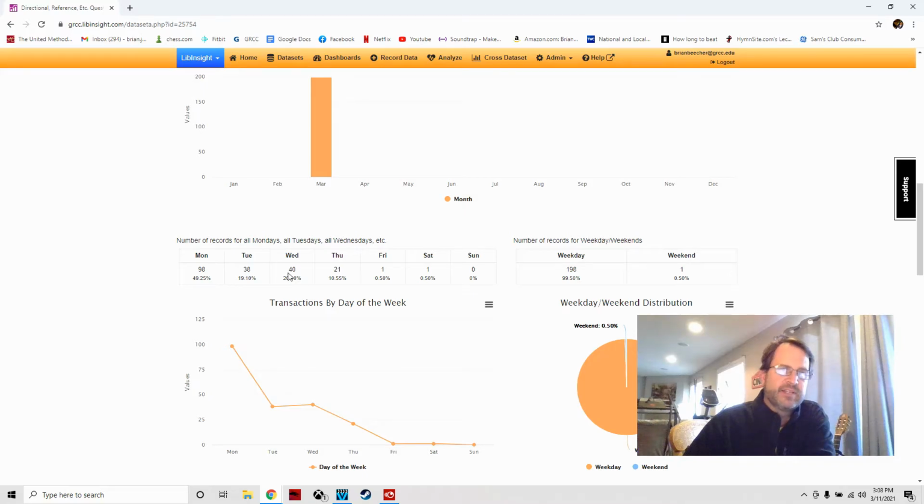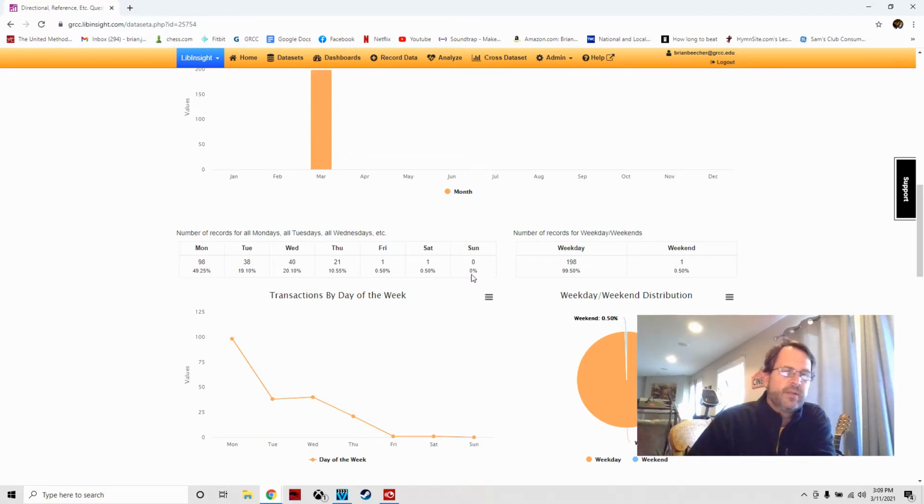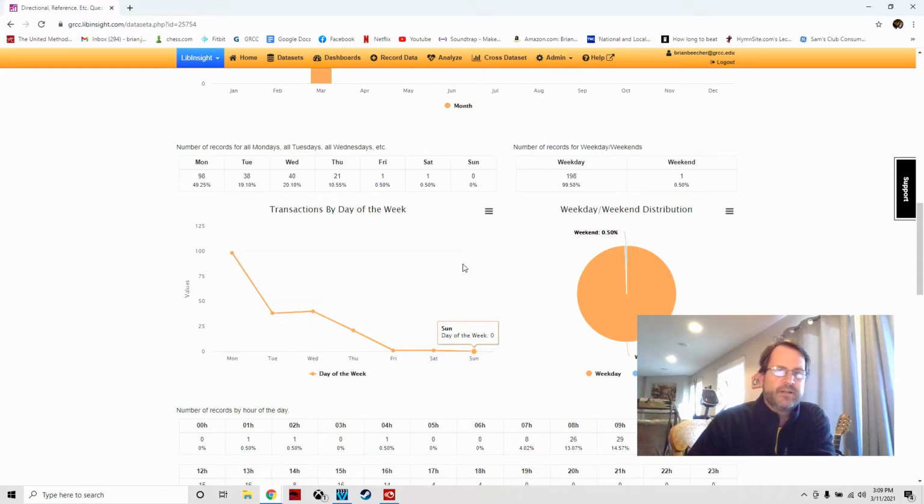Tuesdays this many, Wednesdays this many. Now, remember last week was spring break, so we don't have a lot going on. We don't have all the data entered in as of yet, so that's why these numbers seem a little strange right now. But as we go through time, it'll be very interesting to see what days we're busy, what days we're not.